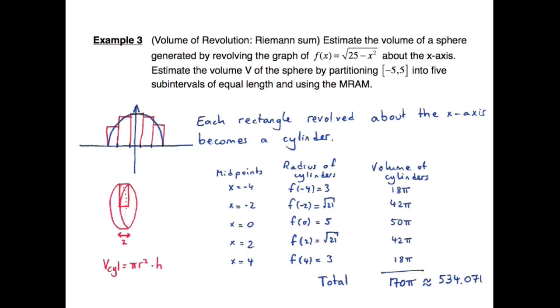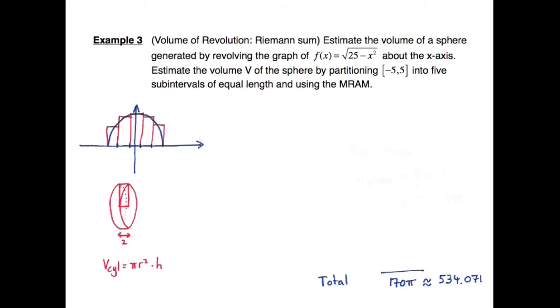Just as an extra point, we could compare this to the real volume of the sphere. To find the volume of a sphere, it's 4 over 3 pi r cubed. The true volume is 523.6, so our estimate is really not bad.